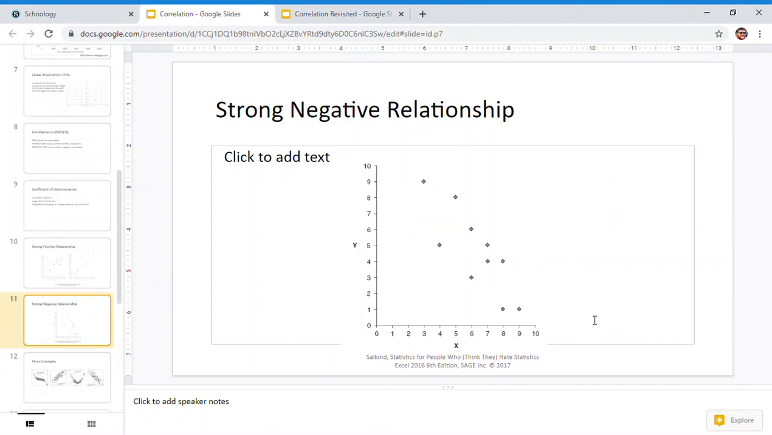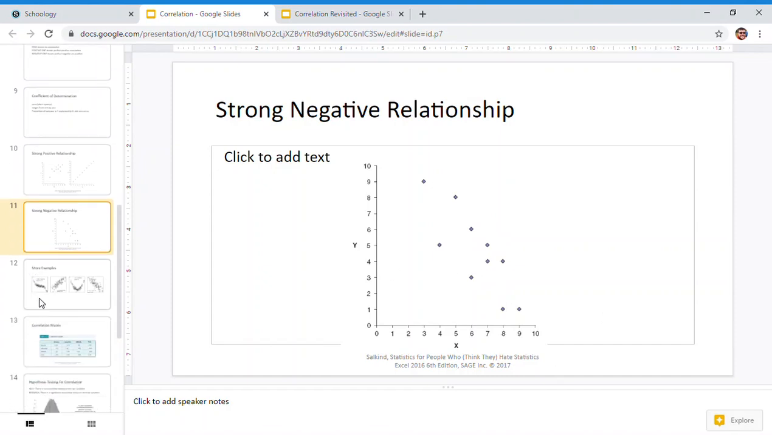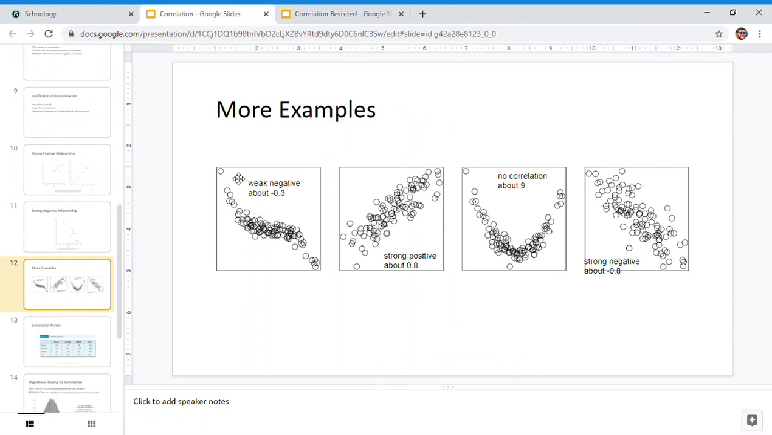Here's a strong -1. This would be like a -0.8. Here's some more examples. So this isn't perfectly straight, so that weakens it. So this would be about a -0.3. Strong positive, about 0.8. So it's kind of football shaped.